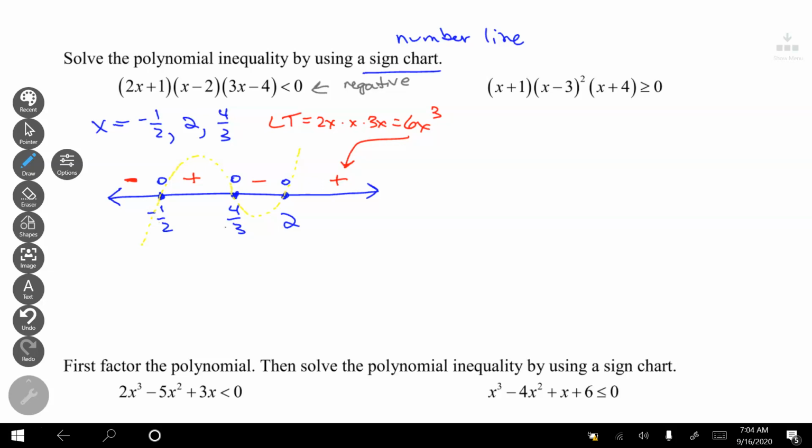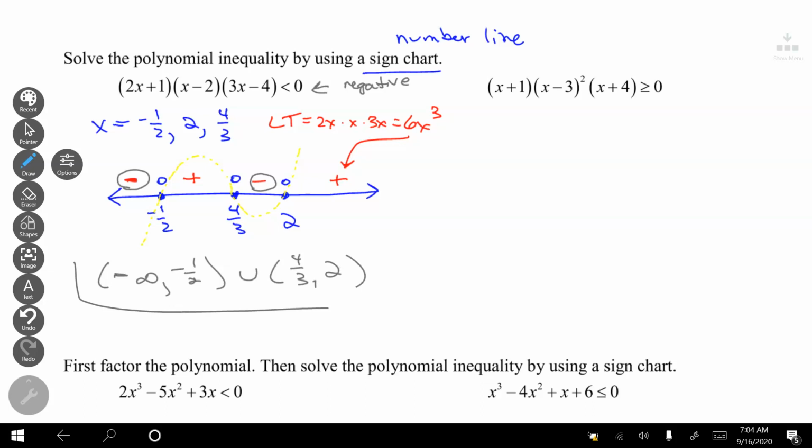So the numbers in blue are the x values, and the plus or minus signs in red are what the y values are at that point. So I want when things are negative, I want this guy, I want this guy. If I write my result in interval notation, negative infinity to negative 1/2, union 4/3 to 2. If I take any number in this window and plug it in this function, it would be a negative result, and the same thing over here.